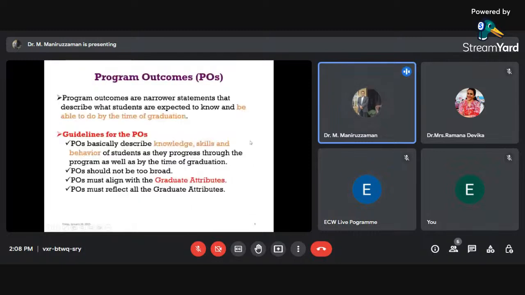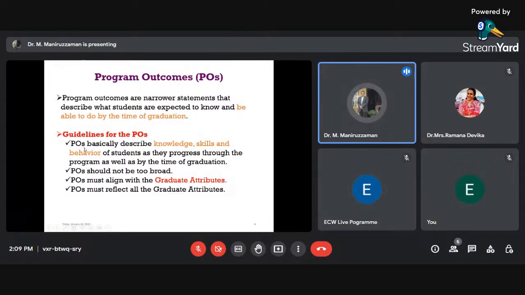And here you see the next component, program outcomes. Program outcomes are narrower statements that describe what students are expected to know and be able to do by the time of graduation. Here I have put 4 guidelines for the POs or program outcomes.